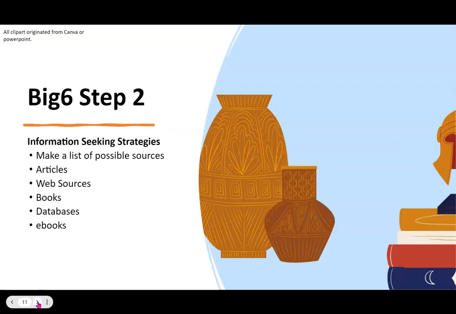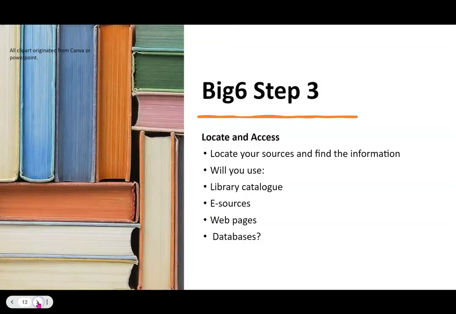Step 2, make a list of possible sources. Don't think you can keep it in your brain, because I know I forget things and I have to make lists. So make a list. Did you use an article? Did you use a web source? Did you use a book? Did you use an ebook? Make those sources. Make sure you also cite that information of where you located it.